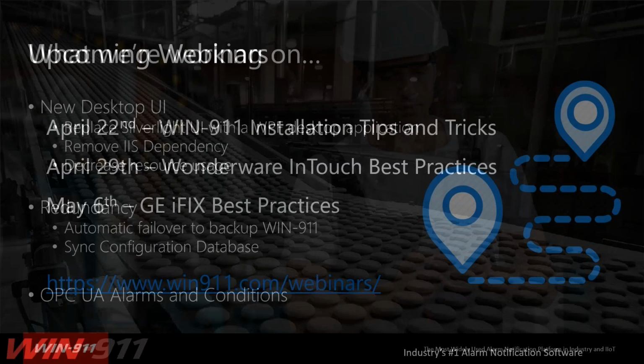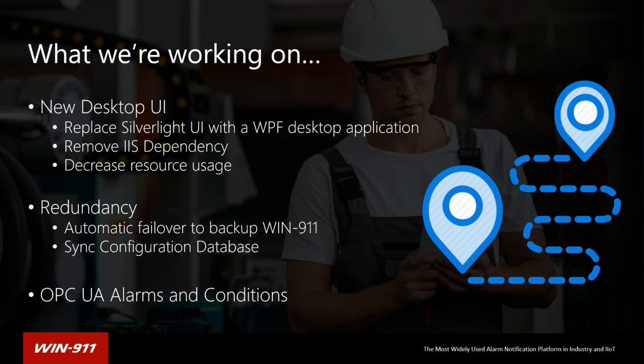A few things that we're working on right now at WIN-911 is a new desktop UI, which is going to replace our Silverlight UI with a WPF desktop application. So it'll still be networkable, just so you can access your WIN-911 configuration from anywhere within your network, but it will be a desktop app instead. This will help us remove our dependency on IIS.